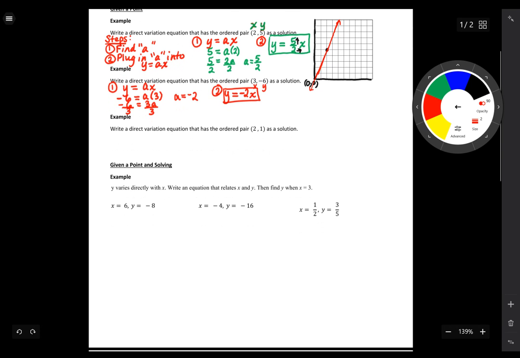Okay. Let's do a next example. Write a direct variation equation that has the ordered pair 2, 1. So y equals a times x. Y is 1, a is nothing, x is 2. 1 equals 2 times a. Divide by 2, divide by 2. A equals 1/2, not 2. And step 2, replace that a into the ax equation.